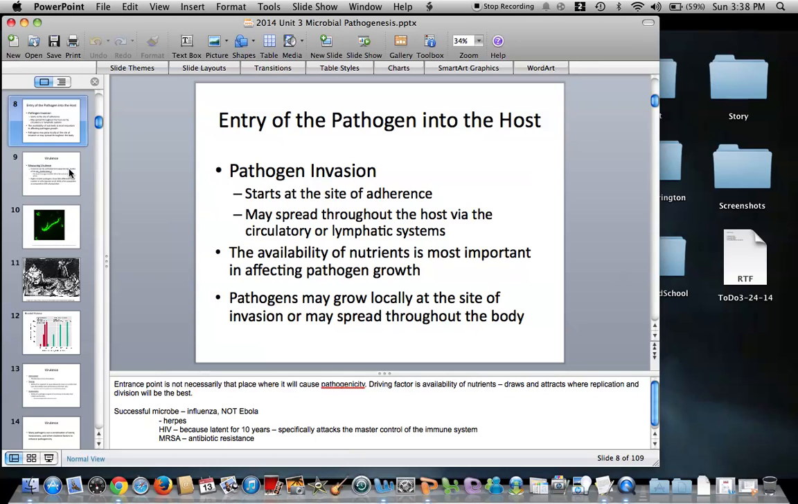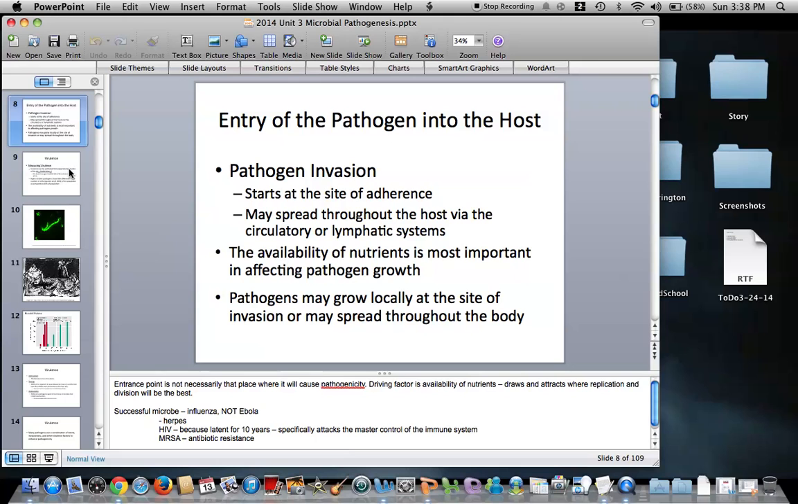Continued. Pathogen invasion. So this is moving to that second part of the actual invasion. And it'll start at the site of adherence, because of course you have to adhere first, and then you invade from wherever that site is. And then you may spread through the host via the circulatory or lymphatic systems. Circulatory, that's your blood going from your heart places, and then lymphatic is essentially blood and fluids coming back. It's an overly simplistic explanation, but it'll work for this.